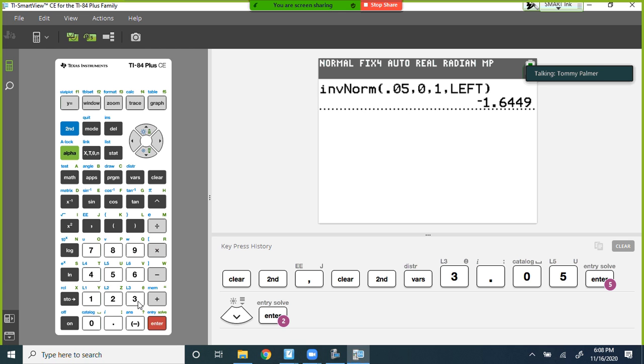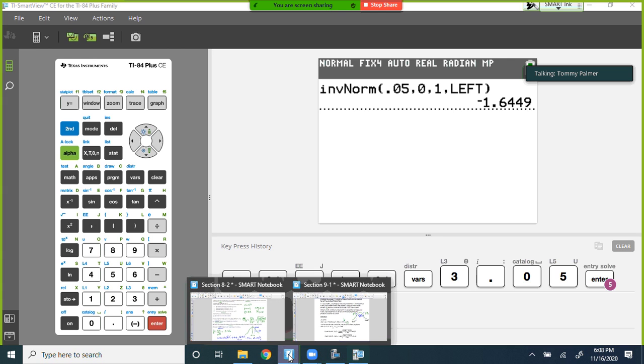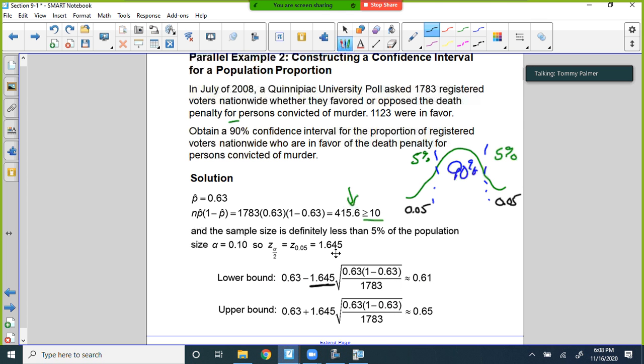Negative 1.6449. That would be the lower one. What would be the one for the upper one? Positive 1.6449, right? So what did we get over here when we did this? What did I tell you we'd get? 1.645, right? So if you round it to 3, you get that, right? So you don't have to go look at a table. You can calculate that on the fly. You just draw it. You just understand, okay, that's my area that I got to go look for right there, right? And it's inverse norm 0.05, 0, and 1, right? That gives me this.